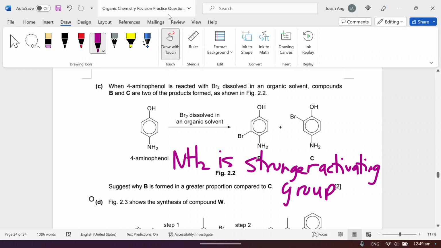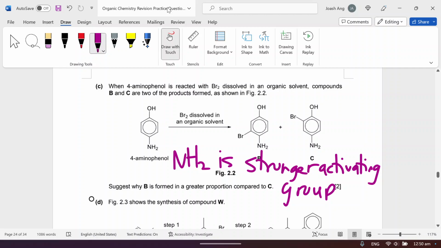So why is NH2 a stronger activating group? One reason you can possibly look at if you visualize the thing is that nitrogen is less electronegative than oxygen. So what does it suggest? That suggests that the electron density of the benzene ring can also be reduced to a smaller extent by NH2.